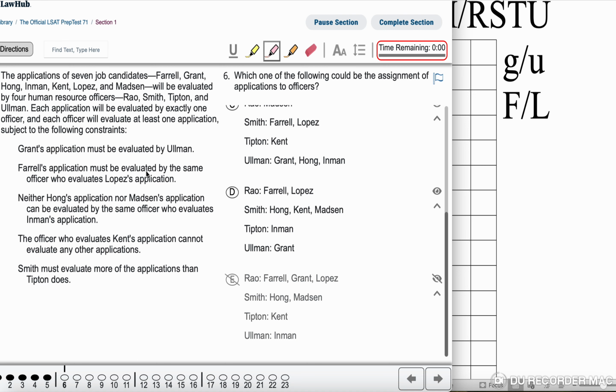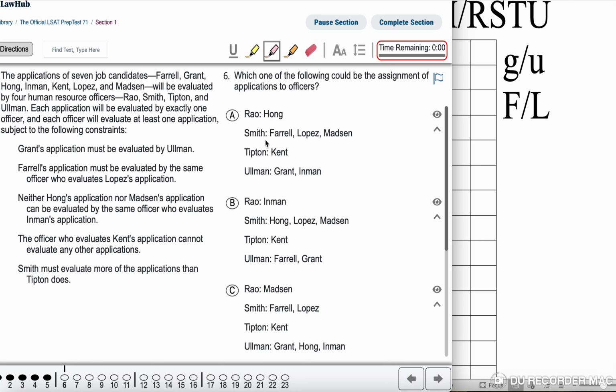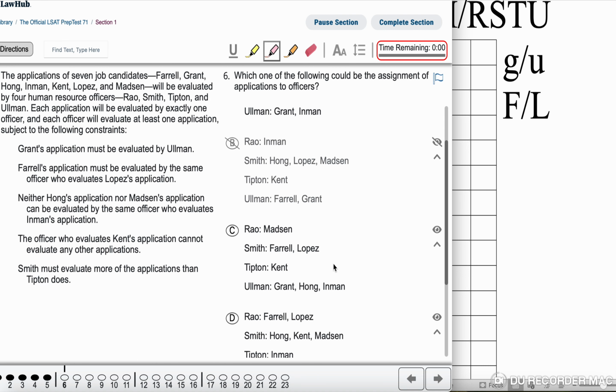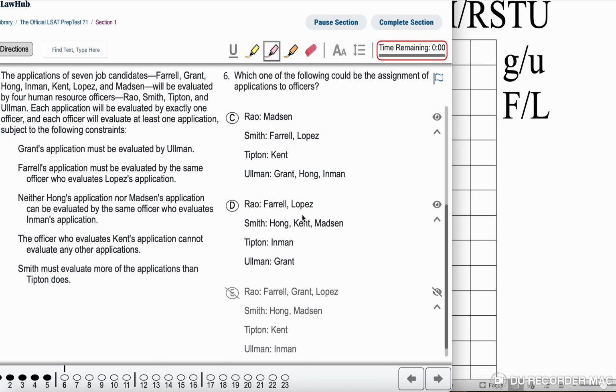F's application must be evaluated by the same officer who evaluates L's application. So F and L. F and L are separated, so let's take B out. F and L. So hopefully this makes sense, that we did 2 at a time right now.